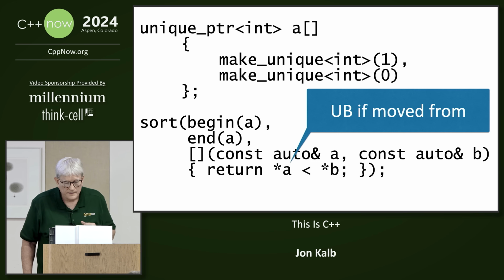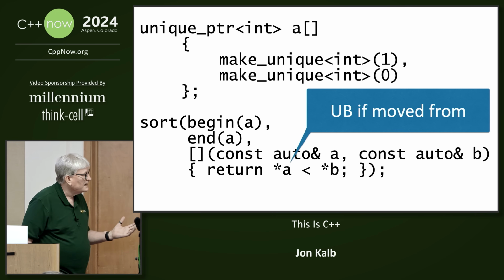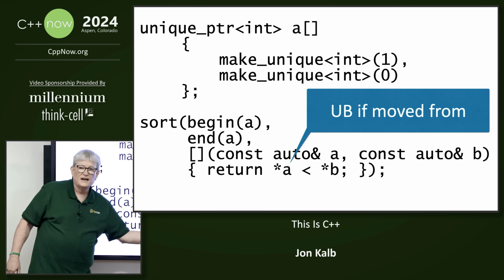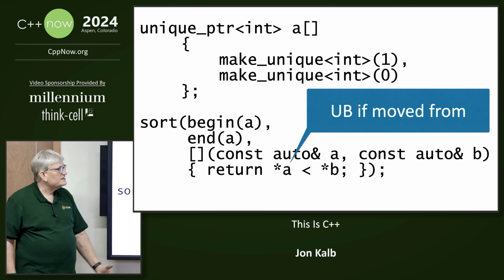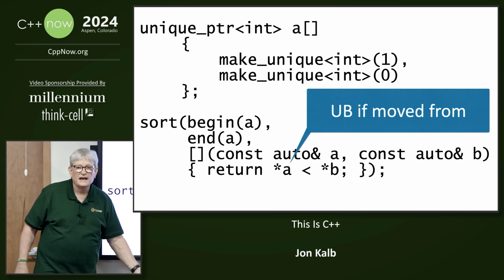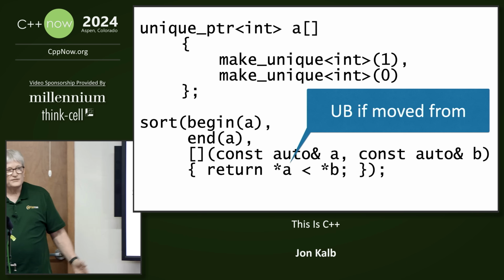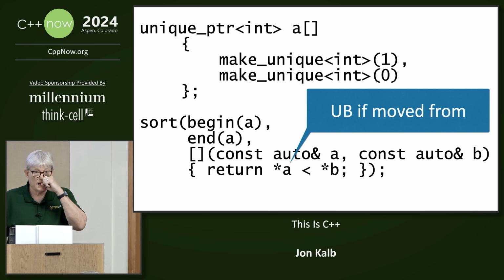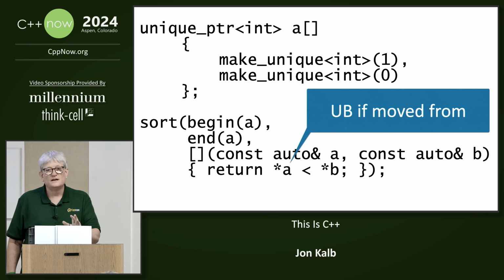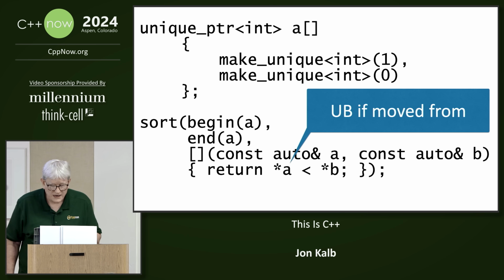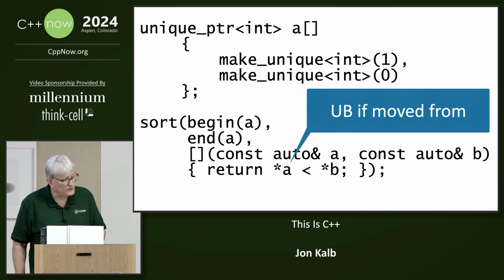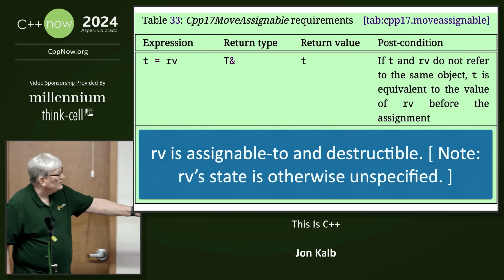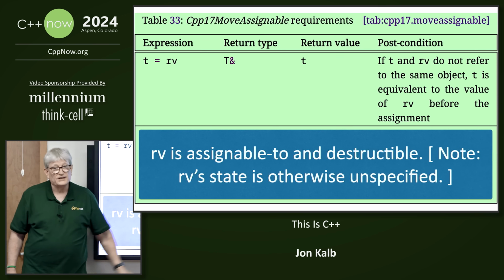So in order to be standards compliant, this code would have to have checks in it to see if the pointers are zero. Notice, they can never be zero. There's no way that these pointers can be zero, not if sort is implemented correctly. But according to the note, this is not standard compliant. Does everybody see the issue? Okay, so this is why Sean brought this up. Sean went further and said that what this note really should say is that rv is assignable to and destructible and otherwise in an unspecified state.